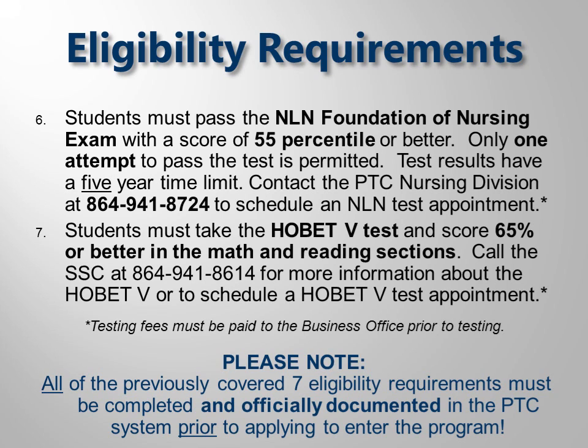In addition to the NLN exam, students must take the Hobbit 5, which is a test of math and reading ability. To be eligible for transition, you must score at least 65% in both the math and reading sections. Contact the Student Success Center to get more information about preparing for the Hobbit or to sign up for a testing appointment. A testing fee of $30 must be paid to the business office in order to take the Hobbit.